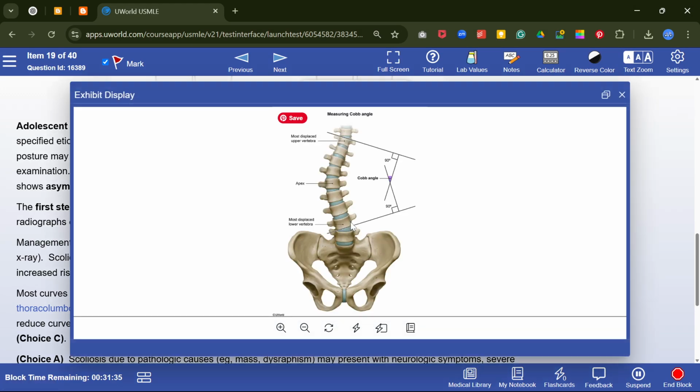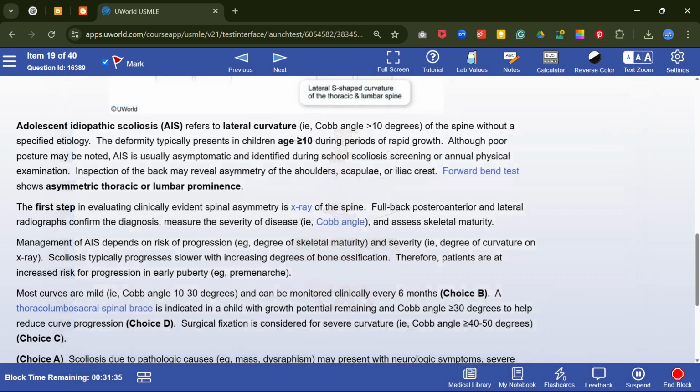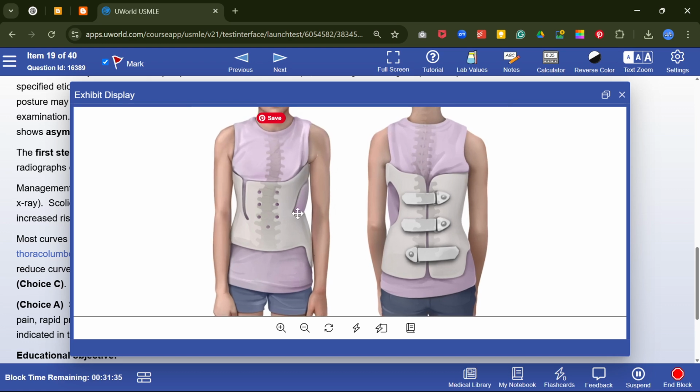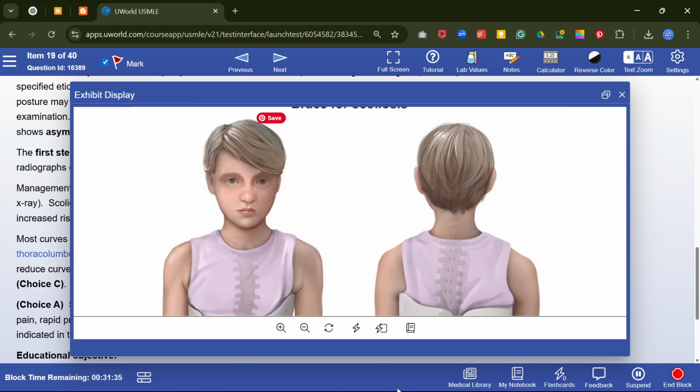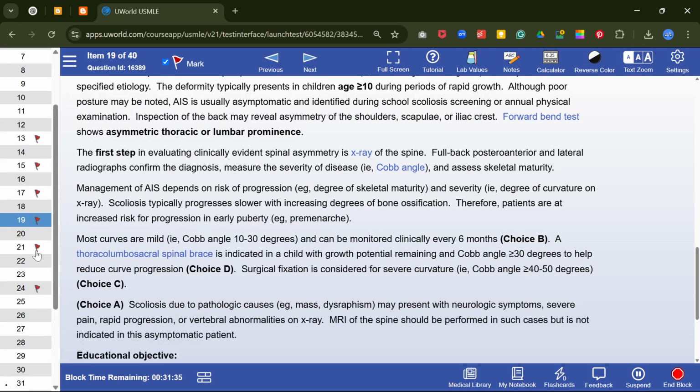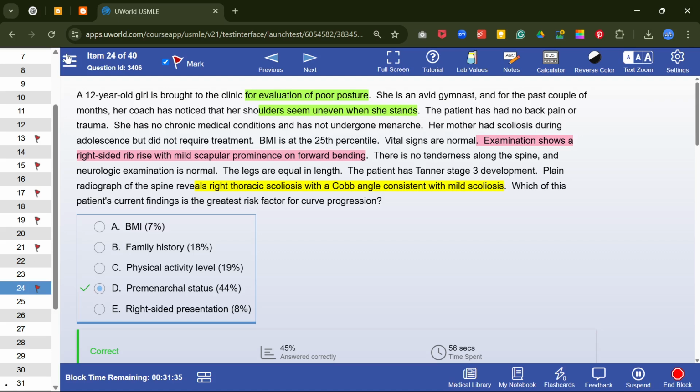This is the Cobb angle we have already discussed. If mild, Cobb angle 10 to 30 degrees, it can be monitored clinically every 6 months. A thoracolumbar spine brace is for more than 30 to 40 degrees. If it is more than 40 to 50 degrees, then surgical fixation should be done.